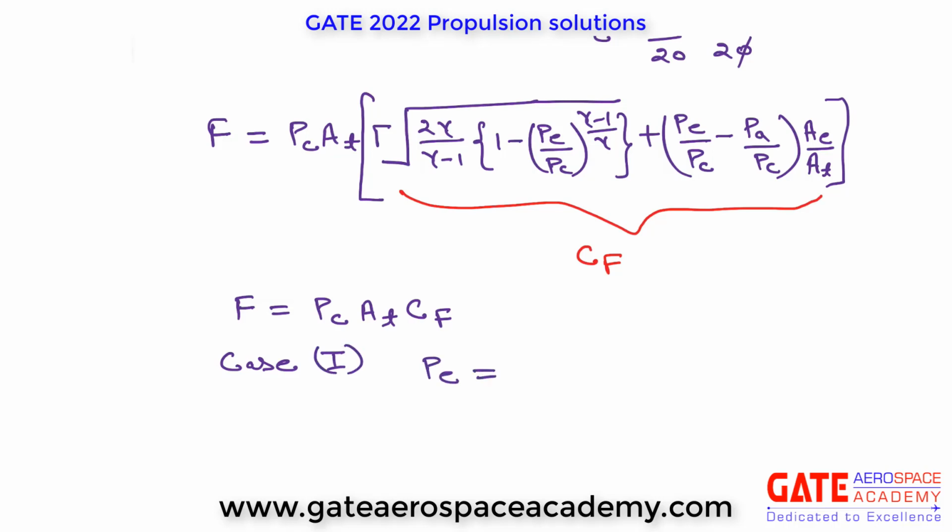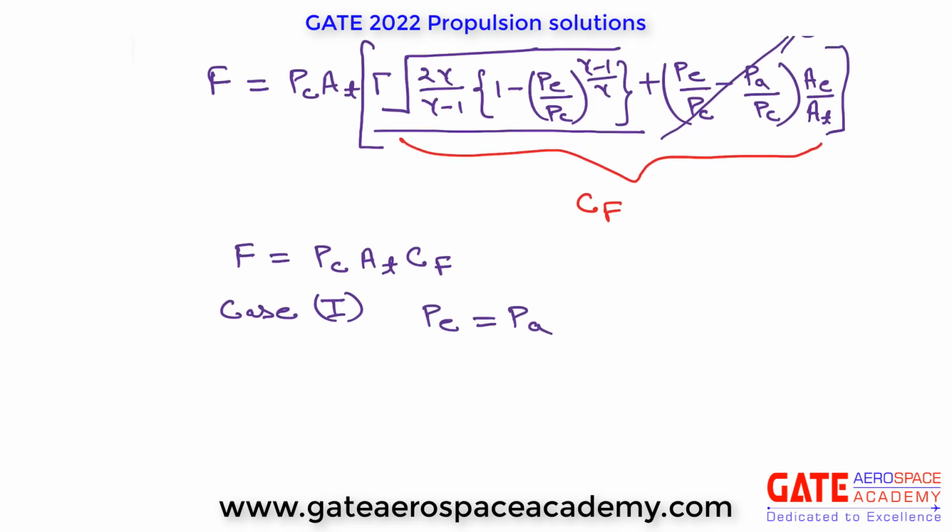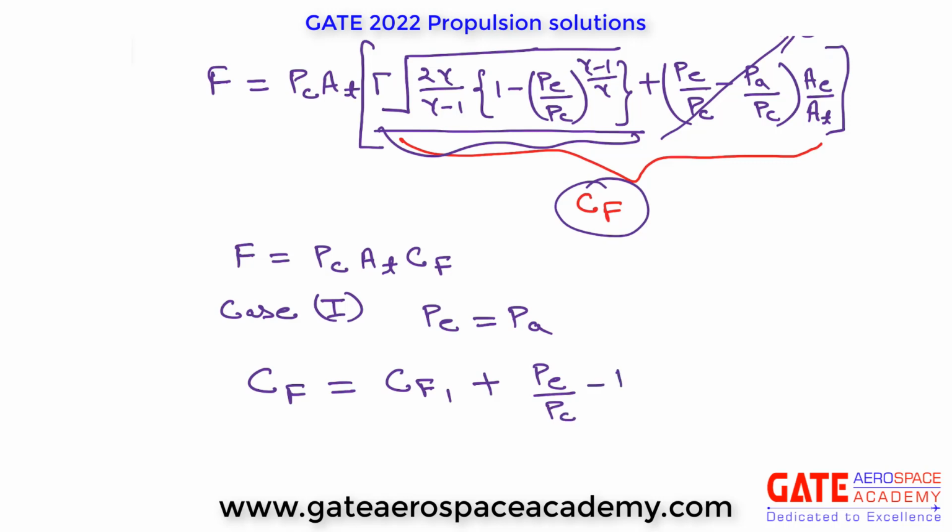Now for case 1, exit pressure is equal to ambient pressure. So this term will be 0, right? So for case 1, this complete thing is CF, thrust coefficient CF1. So we can write this complete CF is equal to this thing CF1 plus PE by PC minus PA by PC into AE by AT.